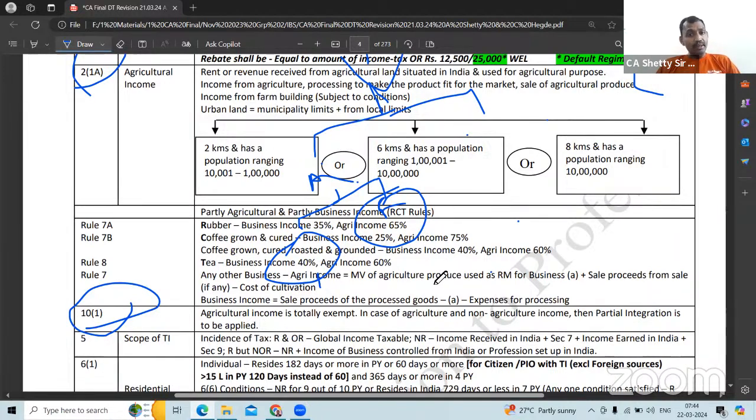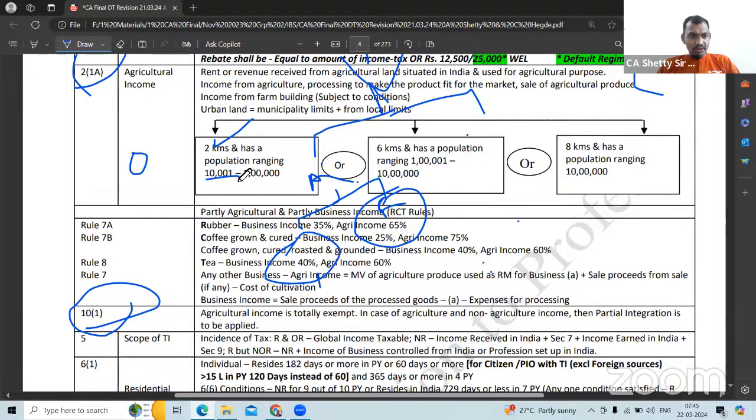Non-urban area. Okay. What is the definition of urban area? Look at this. Any area, look at me, which has a town or city limits with a population less than 10,000 is always non-urban. In your village or town, just visualize, if the population is less than 10,000, it is always non-urban.